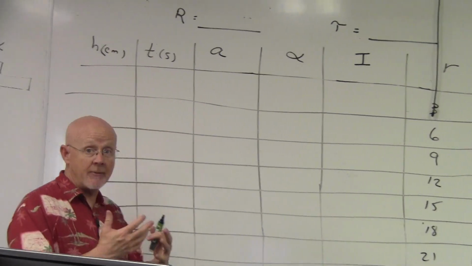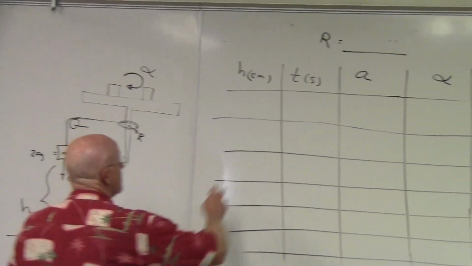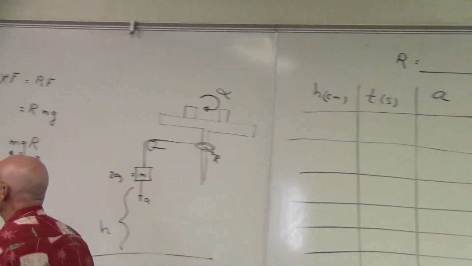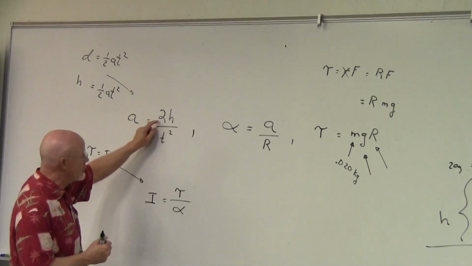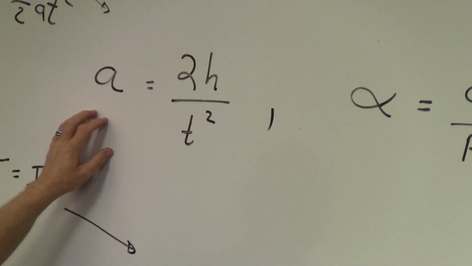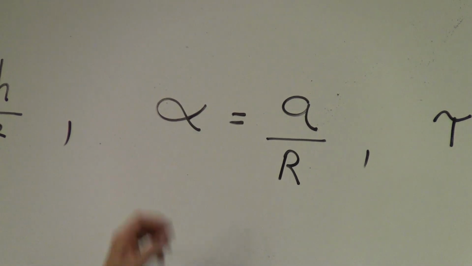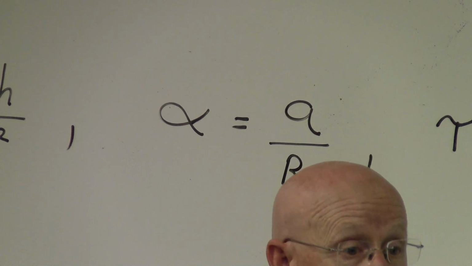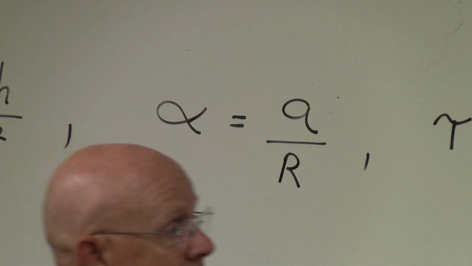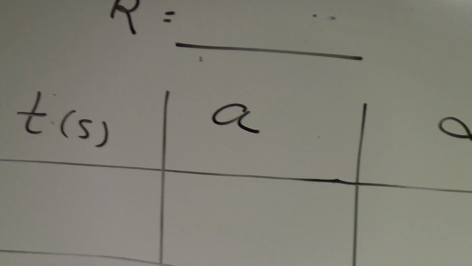But just to summarize, here's how you get the A. You get the A using these two pieces that I'm going to measure for you in the first equation. You put in the H, you put in the T, don't forget the 2, you get out your calculator, you get the A. Then once you get the A, you can divide that by the R to get the alpha, in radians. And I'll talk about the units here in just a second.